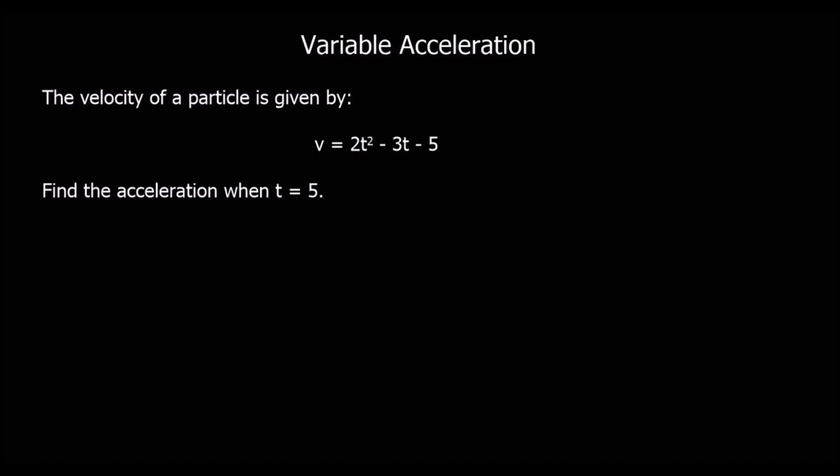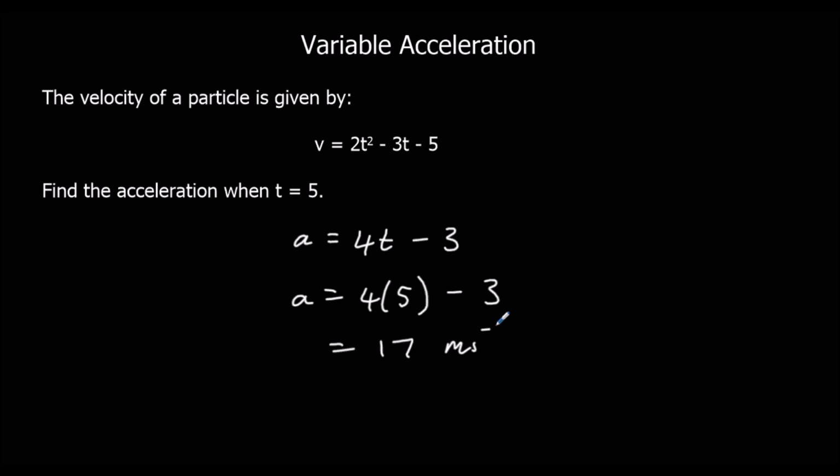Okay, the velocity of a particle is given by v equals 2t squared minus 3t minus 5. Find the acceleration when t equals 5. So we're going to find acceleration by differentiating. So we're going to differentiate our function. So times by the power, take 1 off the power, and substitute in when t is 5. So a will be 4 times 5 minus 3, which would be 17, and that's probably in meters per second squared.